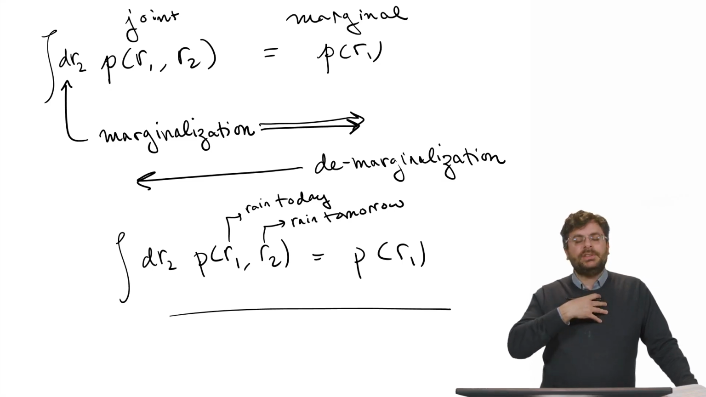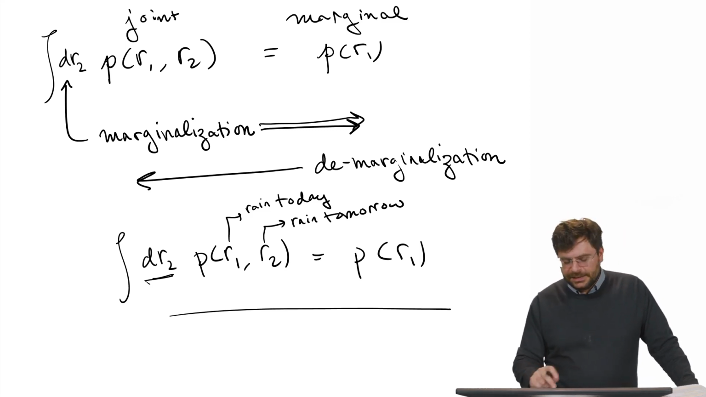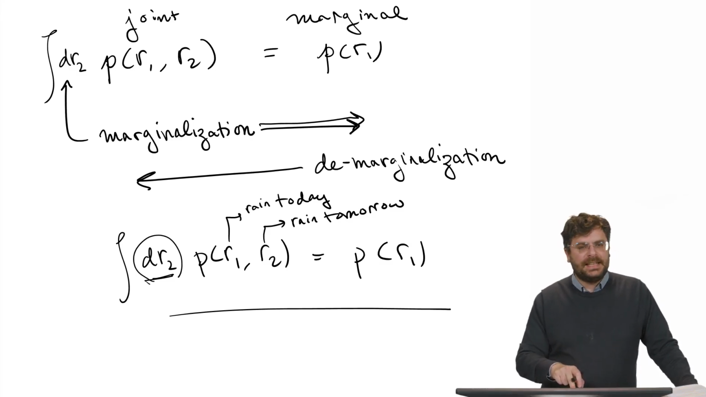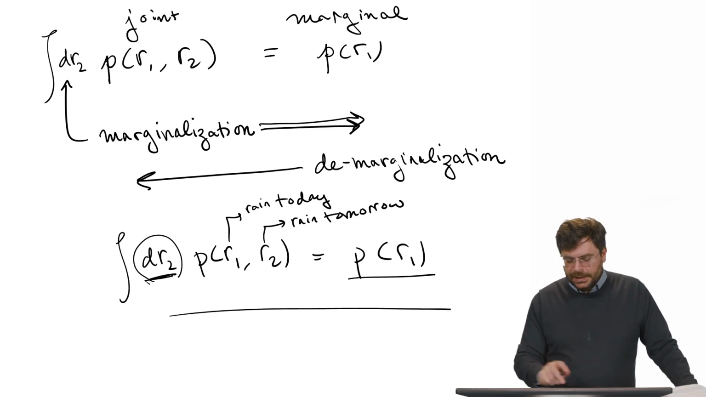And I'm only interested in the probability that it rained today. So what am I doing here? What I'm basically saying is, irrespective of what happens tomorrow, I would like to know what happens today. So irrespective of what happens tomorrow means summing over every possible outcome that can happen tomorrow. I would like to know what happens today. And this is how I would write these probability distributions.